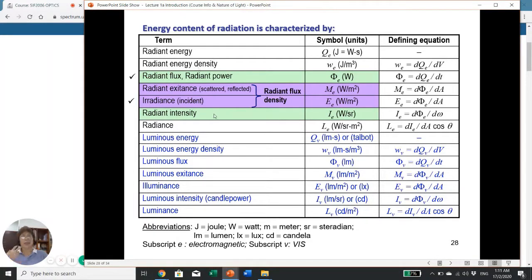Now, the photometric counterpart of radiant energy is luminous energy, but in this case, we talk about lumen seconds. In terms of luminous flux, we talk about lumens. In terms of luminous excitance or illuminance, we talk about lumens per meter squared, or lux. Here are the old units. For luminous intensity, we can talk in terms of lumens per steradian, or candela. CD here, the short-form abbreviation, is candela. So these are the old units.